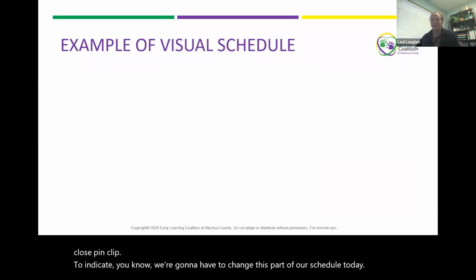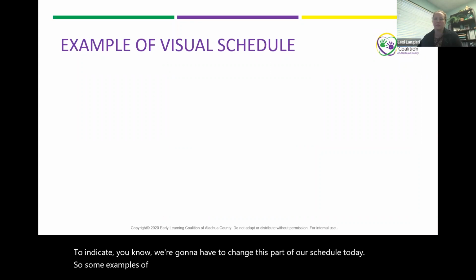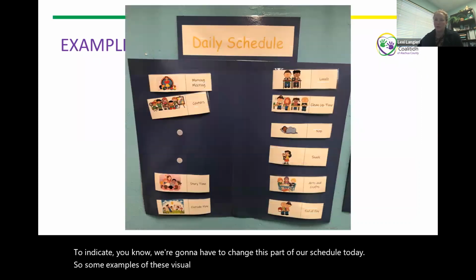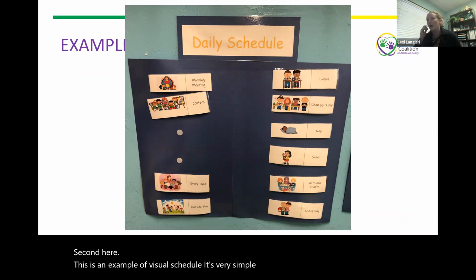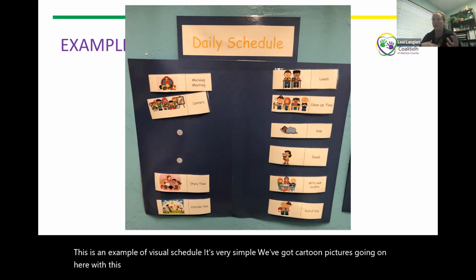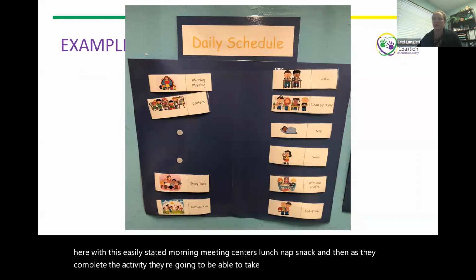So some examples of these visual schedules. This is an example of a visual schedule. It's very simple. We've got cartoon pictures going on here, with easily stated morning meeting, centers, lunch, nap, snack, and then as they complete the activity, they're going to be able to take it off of the visual schedule to indicate that it's done for the day.